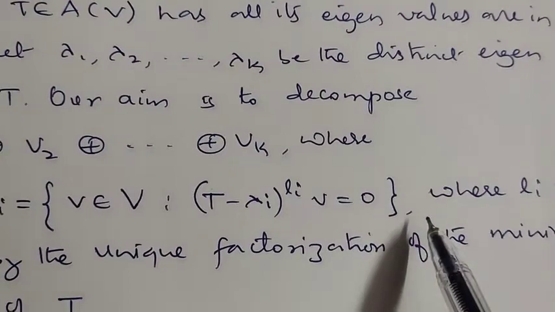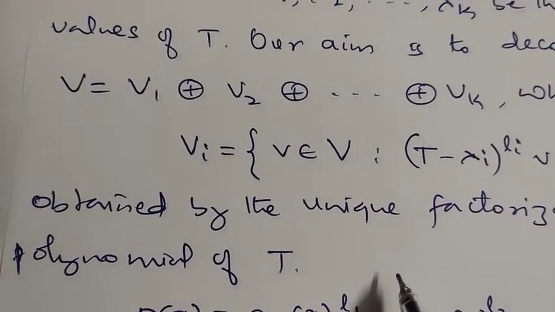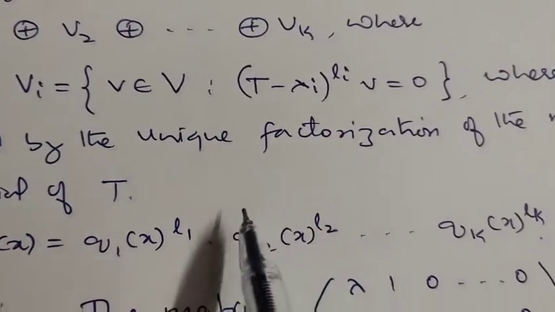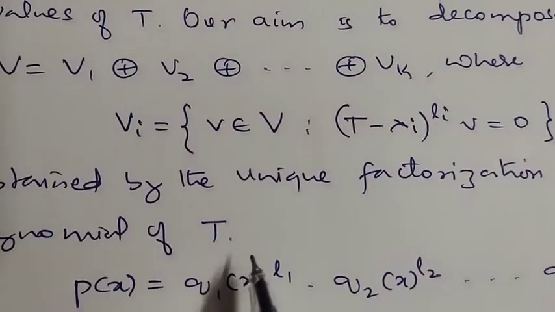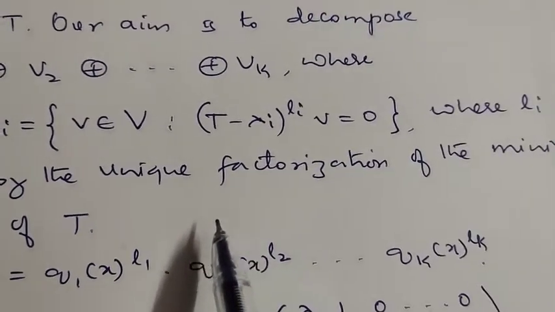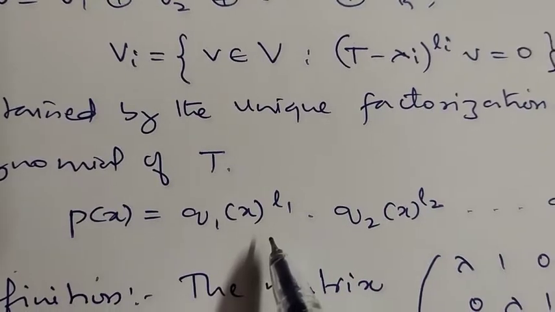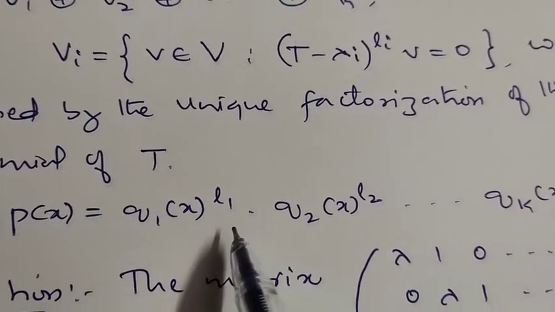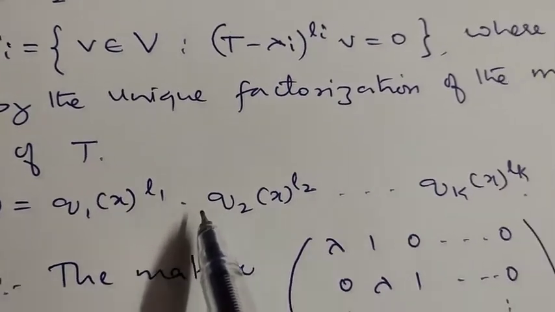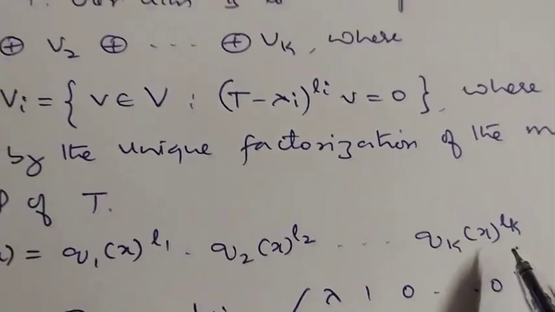Where Li is obtained by the unique factorization of the minimal polynomial of T. That is, P of x is the minimal polynomial, which is given by q1 of x to the power L1, q2 of x to the power L2, etc., qk of x to the power Lk.